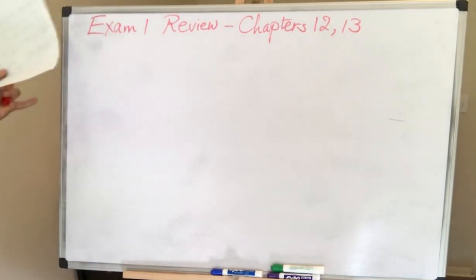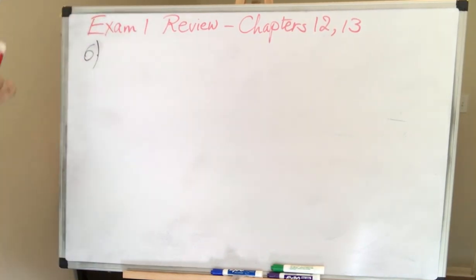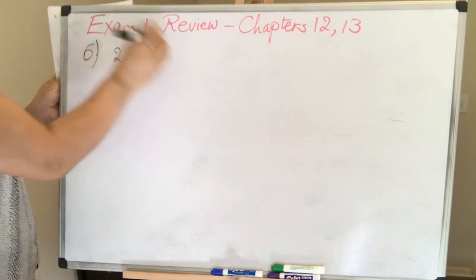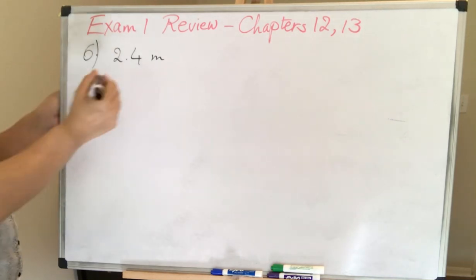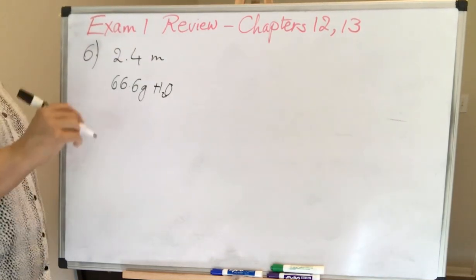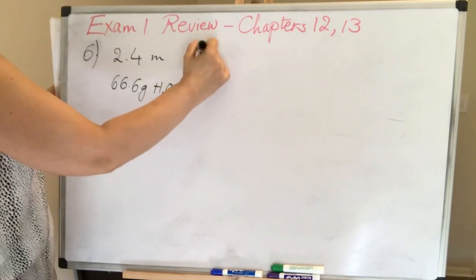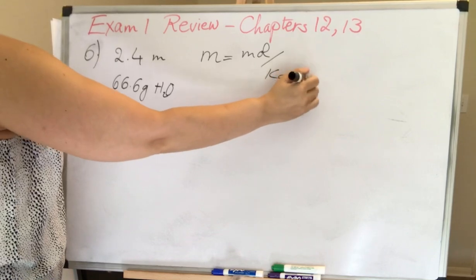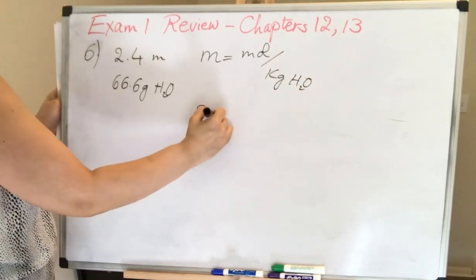Question number 6. Question number 6 is, how many moles of urea, the molar mass is 60 grams per mole, must be dissolved in 66.6 grams of water to give a 2.4 molal solution? So we need a 2.4 molal solution, and we have 66.6 grams of water. How many moles? What was the molality? Moles per kilogram of solvent, which is water here, right? So molality is given, 2.4.